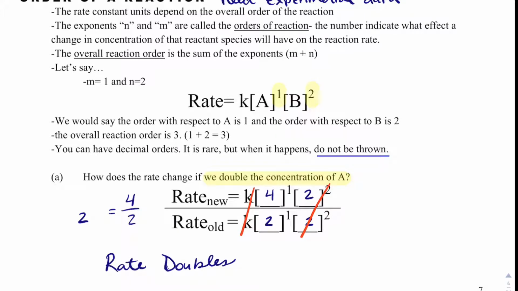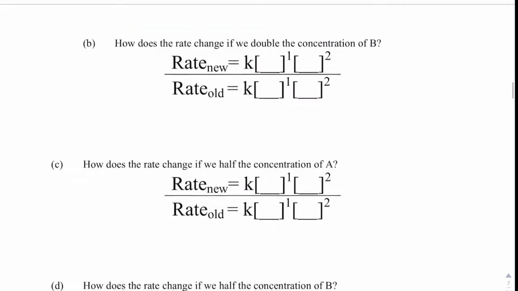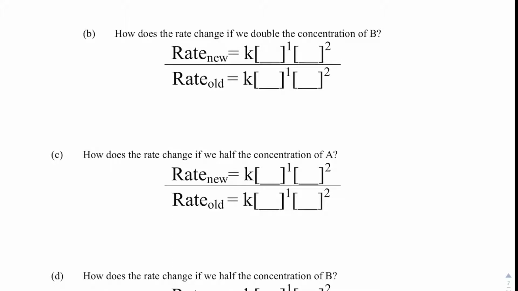Okay, and that's just because we doubled the concentration of A. But let's see if things are different if I keep A the same and I double B. So B is a little bit different because B is to the second power, or it is second order. So I'm going to go ahead and just say my initial concentrations are 2 molar, and that I'm doubling the concentration of B. And so what I'll do is I'll say A stays the same at 2, and B goes to 4.